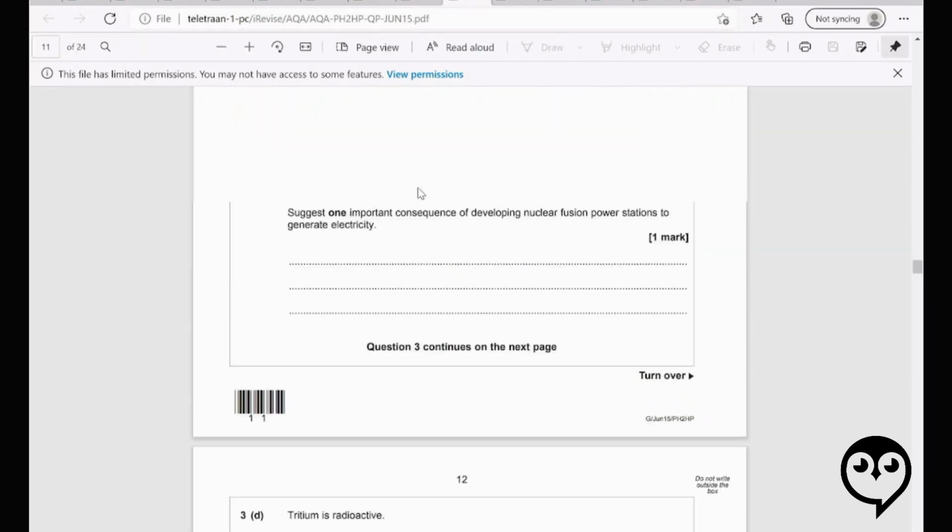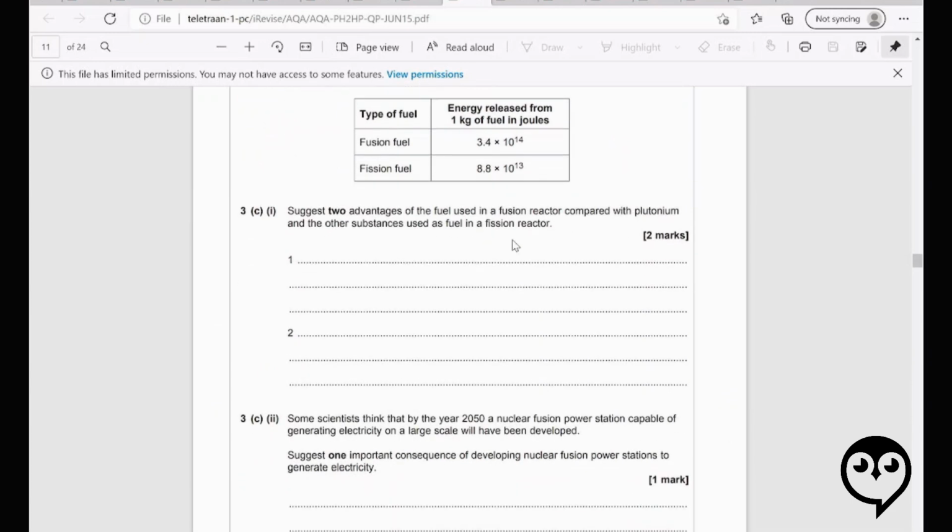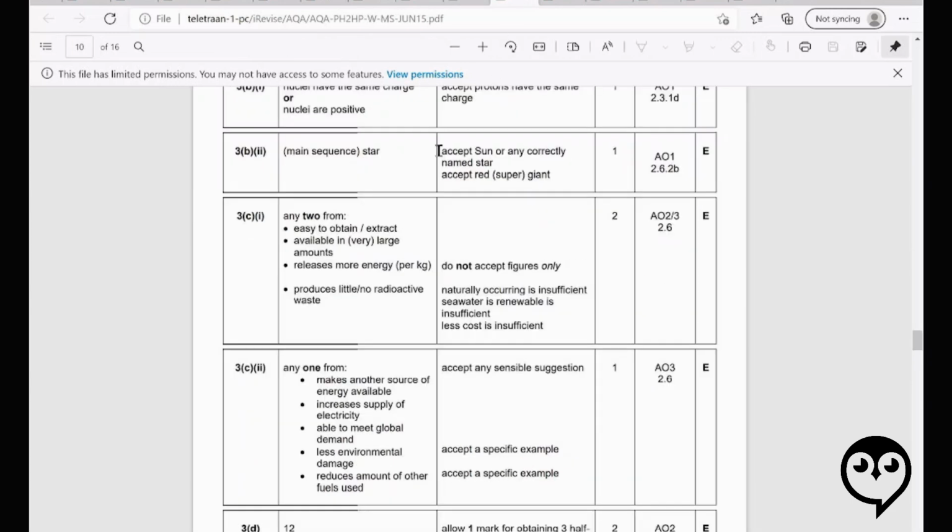Any two, this is for why would it be advantageous to do the fusion over fission? Well, very easy to obtain these materials from the water, available in very large amounts. Probably there's a heck of a lot more lithium and deuterium on the planet than there is uranium deposits. Releases more energy, we also said. Good. And little to no radioactive waste.